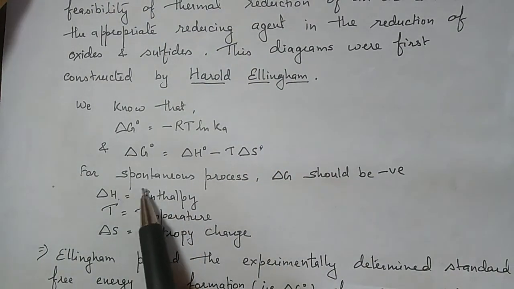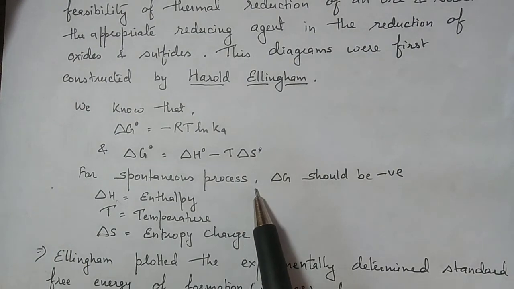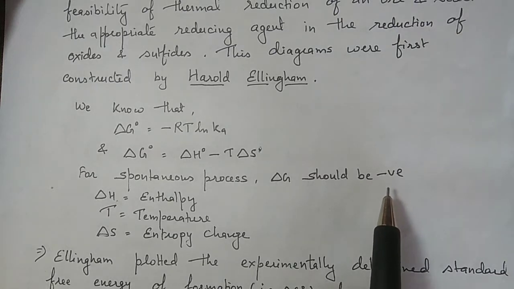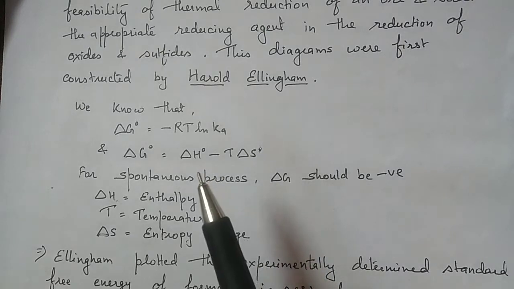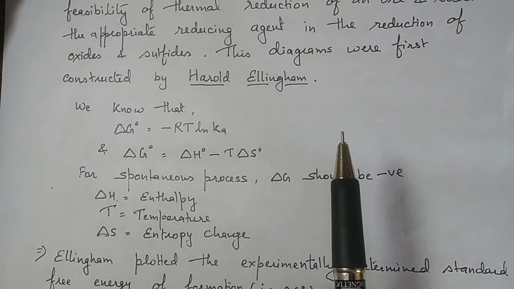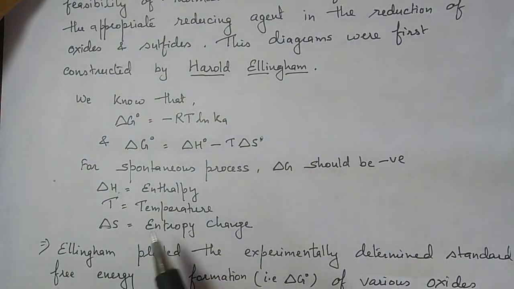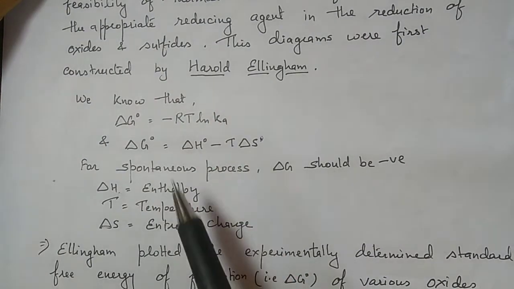For a spontaneous process, we know that any reaction is possible only when del G is negative for that process. A negative value of del G is required for any spontaneous process. In this equation, del H is enthalpy, T is temperature, and del S is entropy change. This diagram is based on this equation.